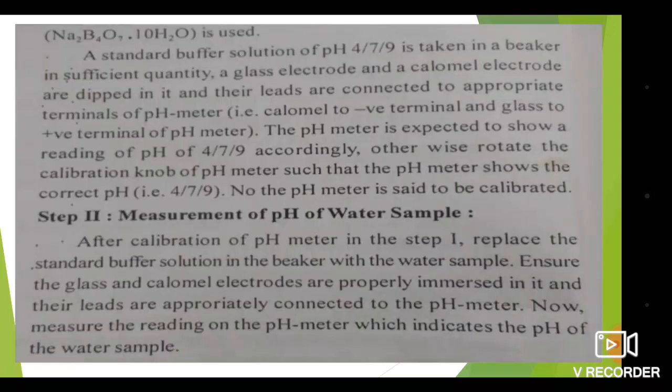The next step, the second step, is the measurement of pH of the water sample. After the calibration of the pH meter in step first, replace the standard buffer solution in the beaker with the water sample.